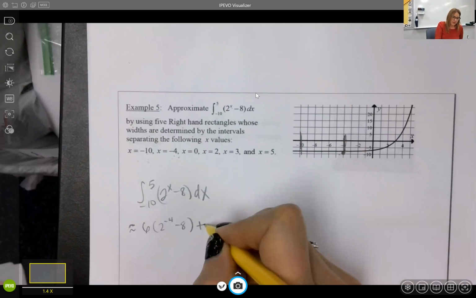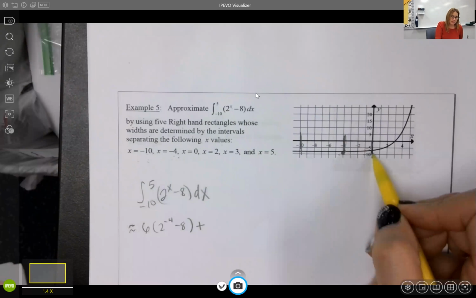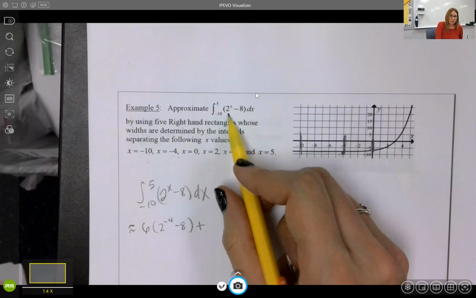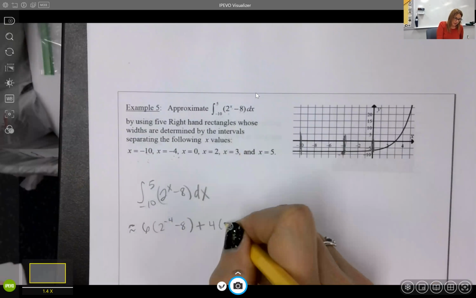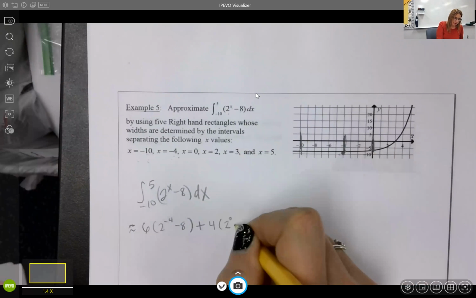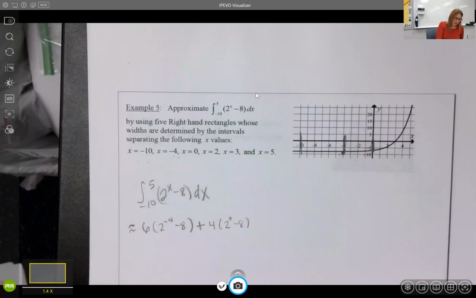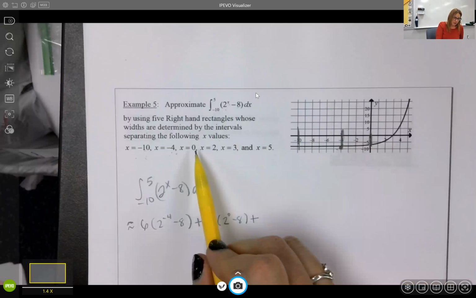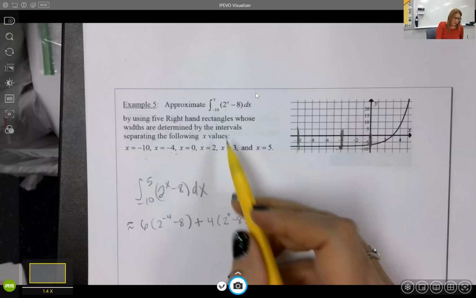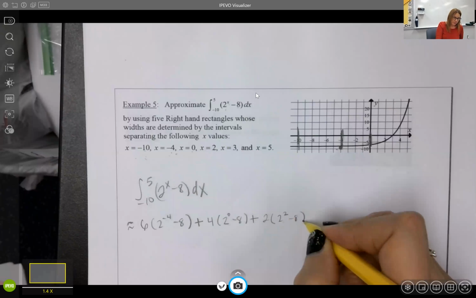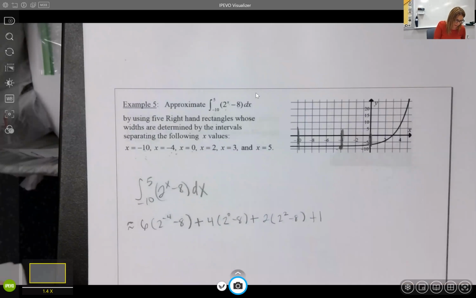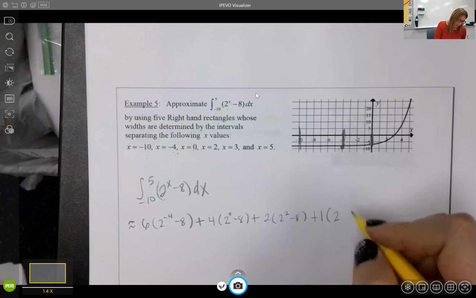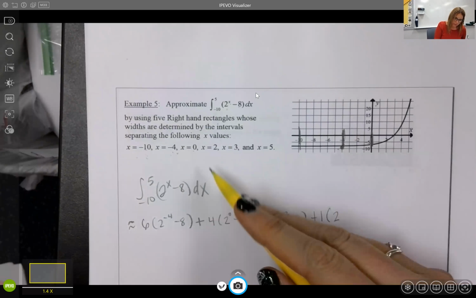The next rectangle goes from -4 to 0. So 0 is on the right, so I'm going to see what the value is at 0. 2 to the 0 is 1, and then 1 minus 8 is -7. But I don't have to figure that out. I can just say 2 to the 0 minus 8. Okay? And then I'm going to continue that same pattern. 0 to 2 is 2. My function value at 2 is 2 to the 2 minus 8. 2 to 3 is 1. Okay, so we're going through and we're plugging each of those in. So 2 to the, let's see, we're plugging a 3 in on this one.